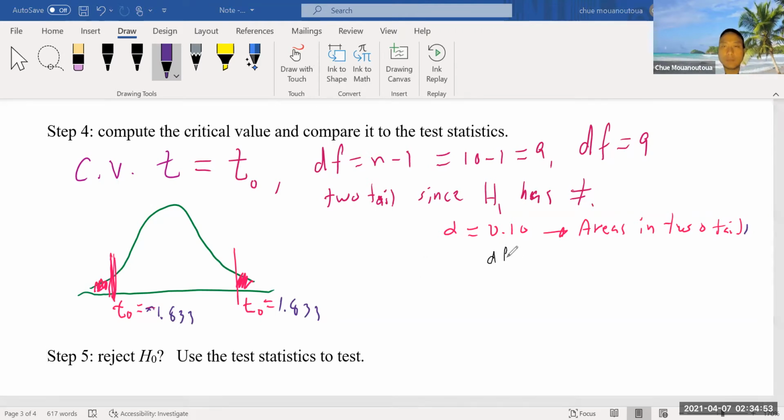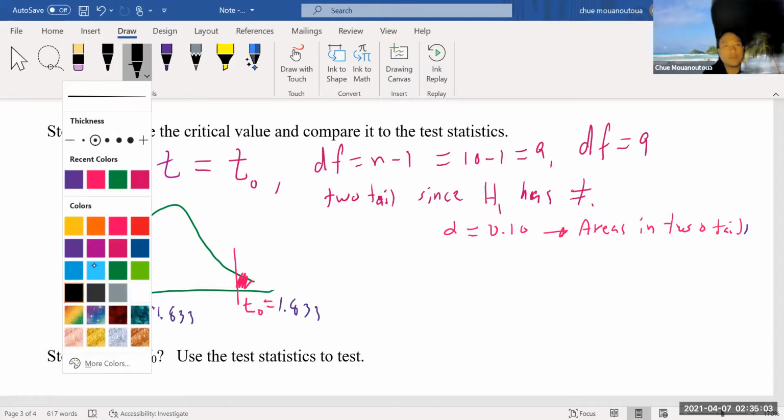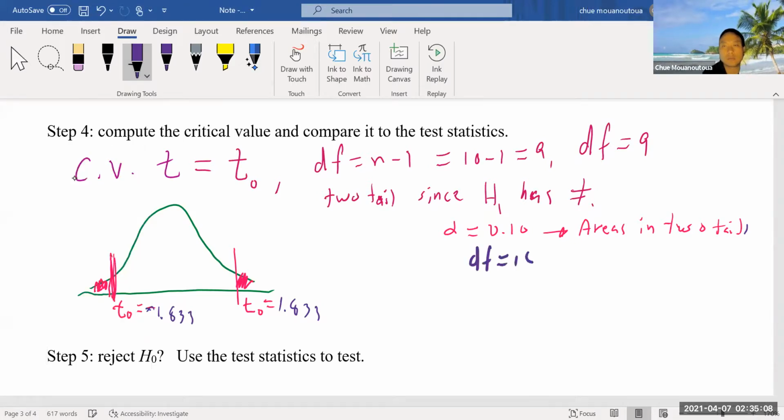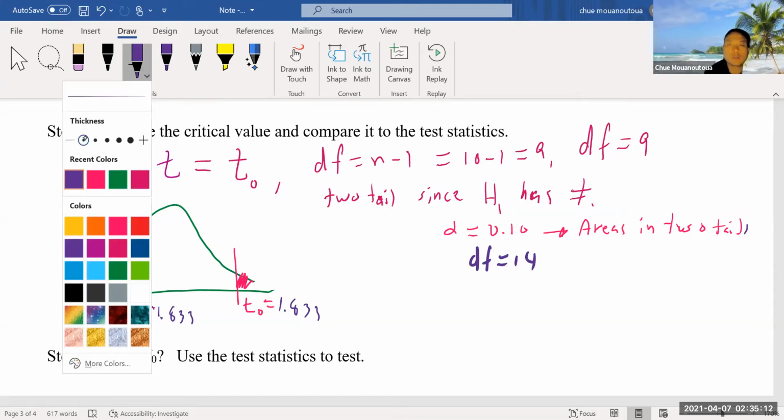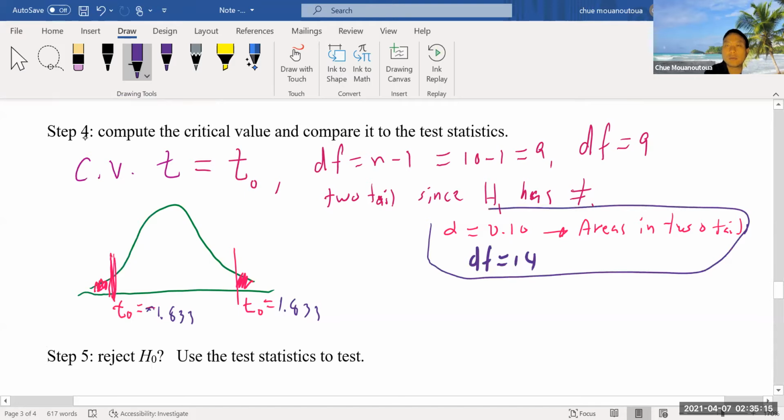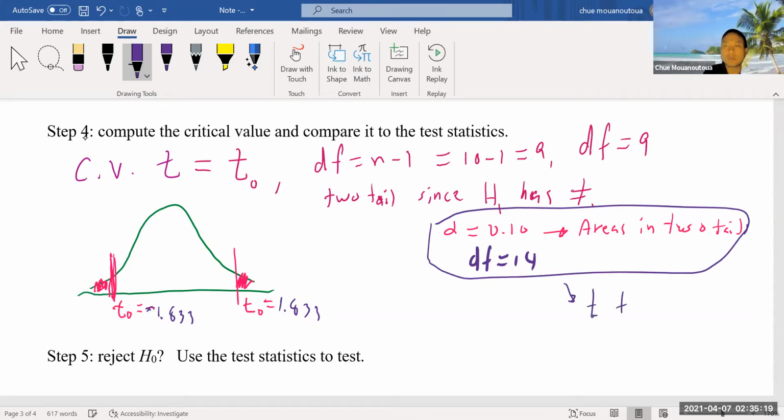Again, the df, and the area in two-tail, these two together from a t table give us our critical value t. Okay.